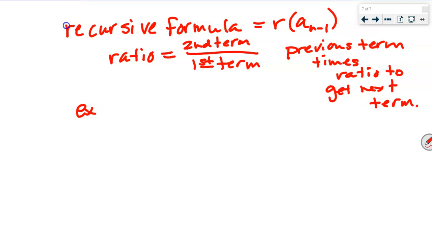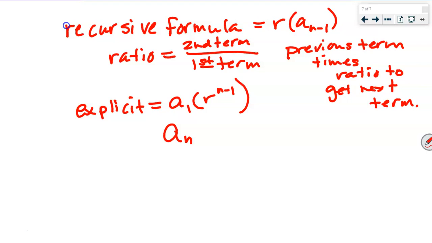Then we have the explicit formula. This formula is when we take A1 and multiply it by the ratio to the n minus 1. What does that mean? That means that when I'm looking for a to the n, which is some number, it could be 10, I'm going to take my first term, that's what a to the first is, and then I multiply it times the ratio to whatever this n was, minus 1. That's how we find a specific or explicit term in the series.